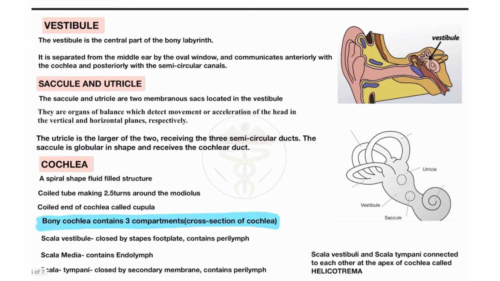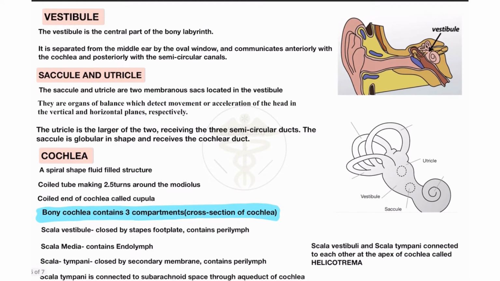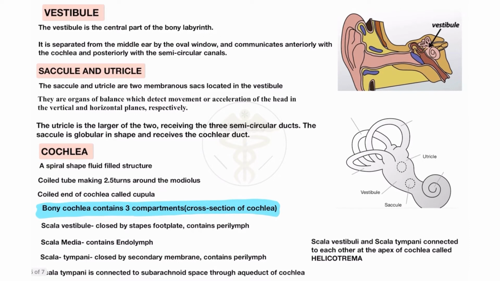So anteriorly by the cochlea and posteriorly by the semicircular canal, this part is the vestibule. It is separated from the middle ear by the oval window and communicates anteriorly with the cochlea and posteriorly with the semicircular canal. It also helps in balance. The function of the vestibule is to help in balance together with the semicircular canal, saccule and utricle. It contains a duct which opens into the saccule and utricle. This is part of the function of the vestibule.